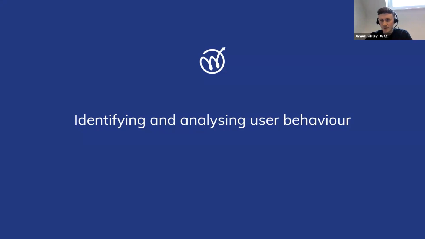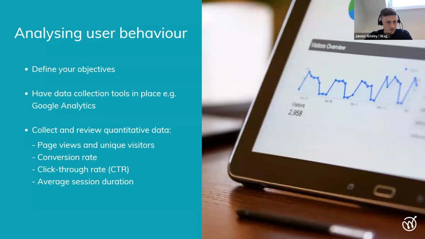But analyzing and identifying user behavior is a really crucial part of creating that user-friendly experience. Understanding how users interact with your product or service will start to help you make informed decisions to enhance that experience. So a few things to consider: start off by setting clear objectives for your user experience research. What specific aspects of user behavior are you trying to understand, or what are you trying to improve? You could be looking at navigation patterns, click-through rates, or conversion rates.